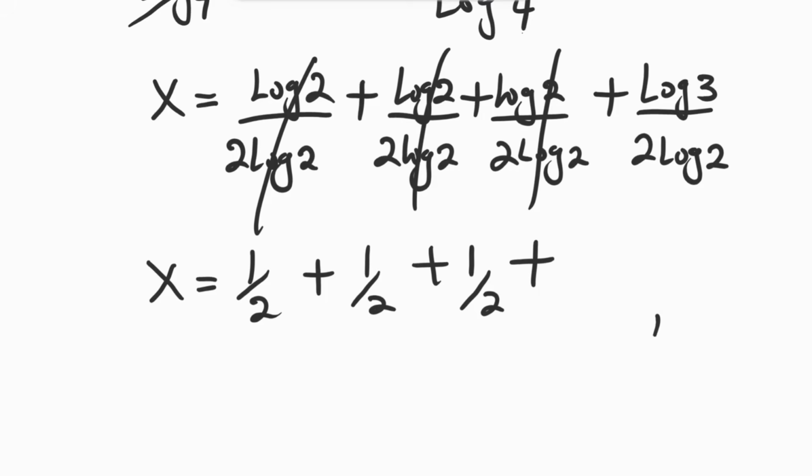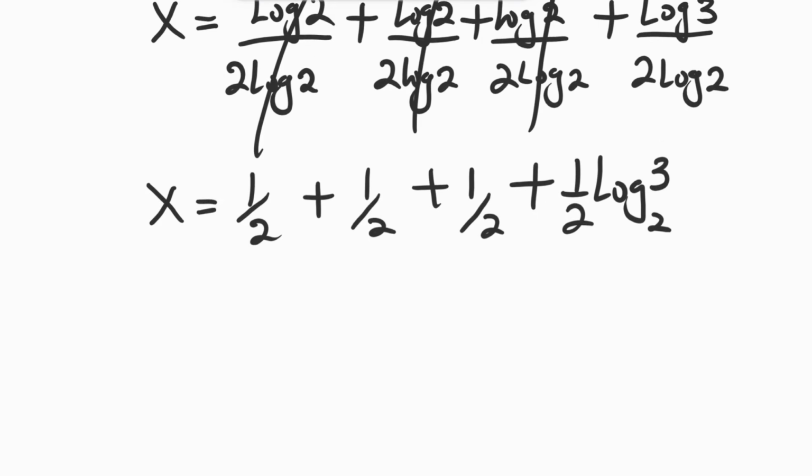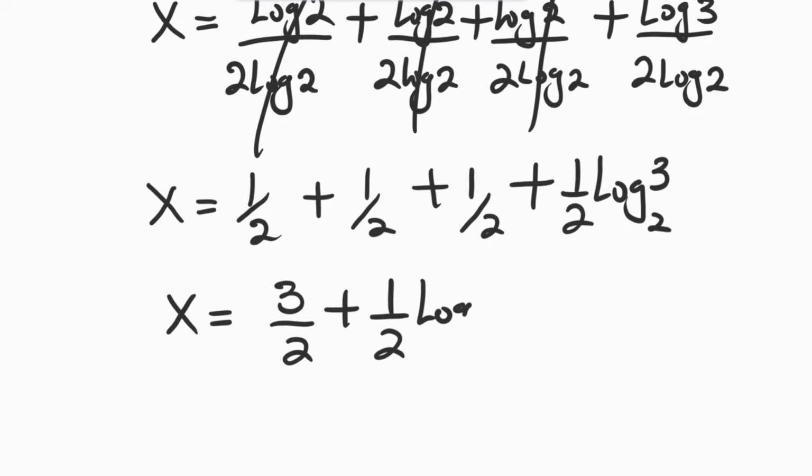From our log rule, we know that log of a over log of b is equal to log of a base b, right? So what we have left becomes half of log of 3 base 2. Right, so if we add up the 3 halves that we have, will give us 3 over 2 plus 1 over 2 log of 3 base 2.